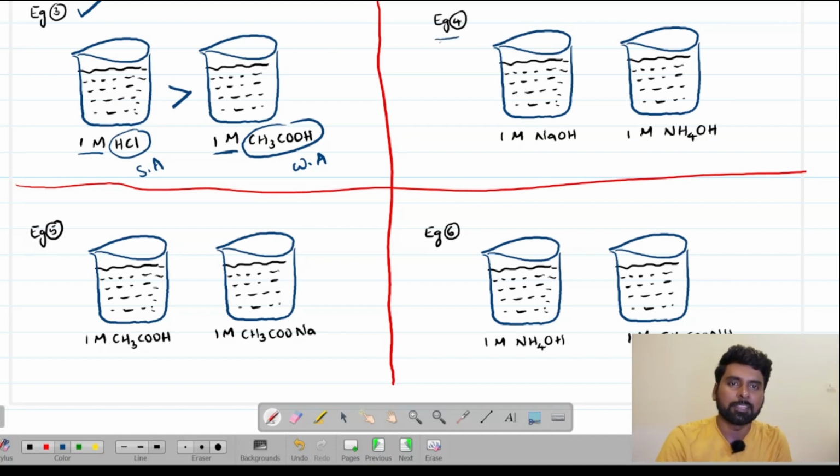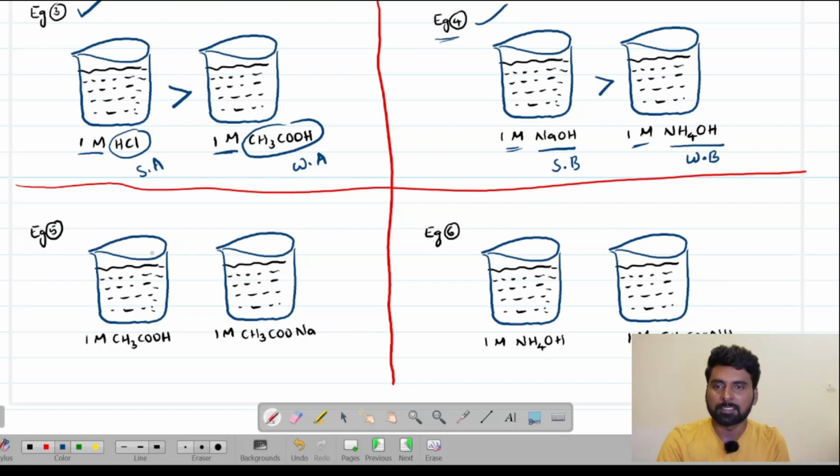Now let's take example 4. In example 4, NaOH and NH4OH are both bases and both have the same concentration. When you compare the nature of these two electrolytes, NaOH is a strong base, ammonium hydroxide is a weak base. Based on that, I can say that the conductance of NaOH solution is greater than NH4OH. Like that I can tell.